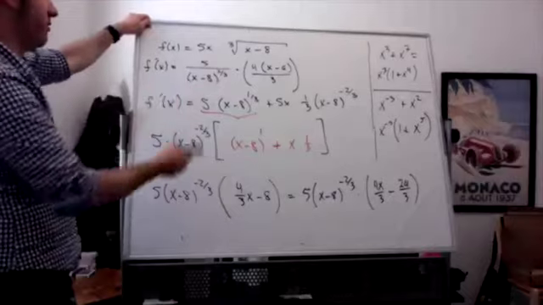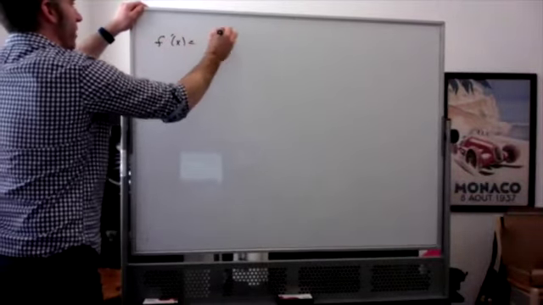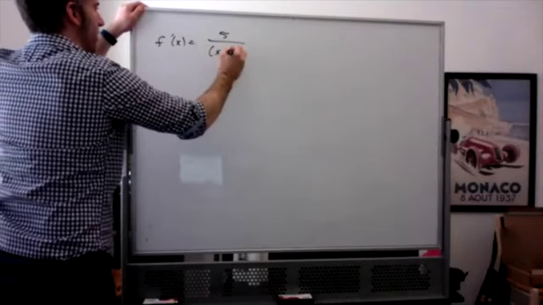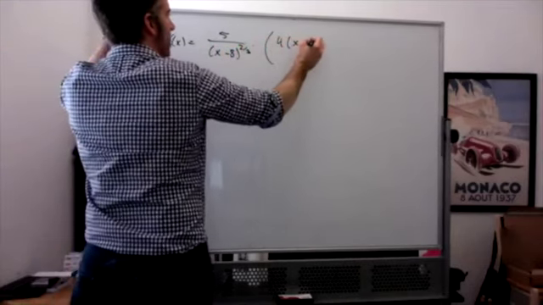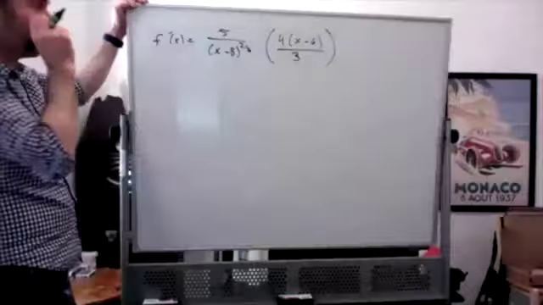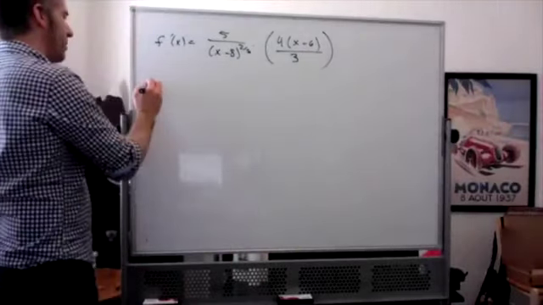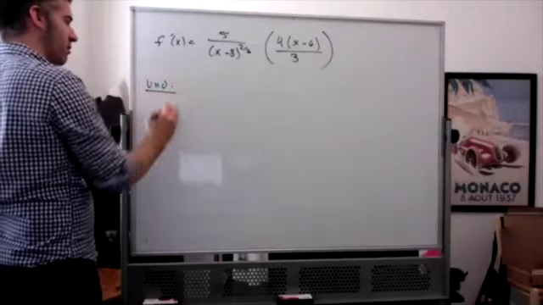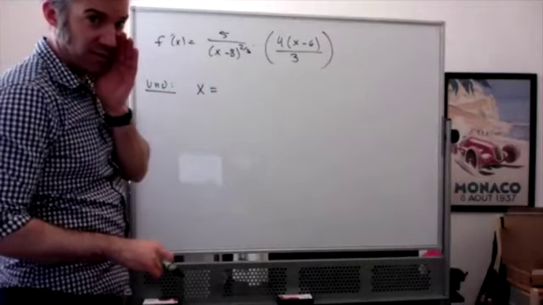So let's see. Derivative. So my derivative here is 5 over (x minus 8) to the 2/3 power times 4 times (x minus 6) over 3. Yeah, cool. So we want to see what makes this 0 and what makes this undefined. So what makes this undefined, everybody? X equal to what?